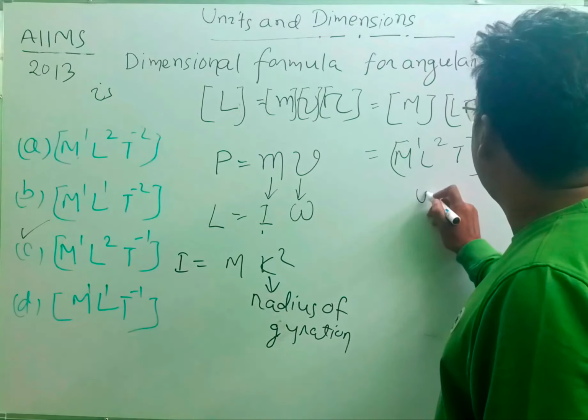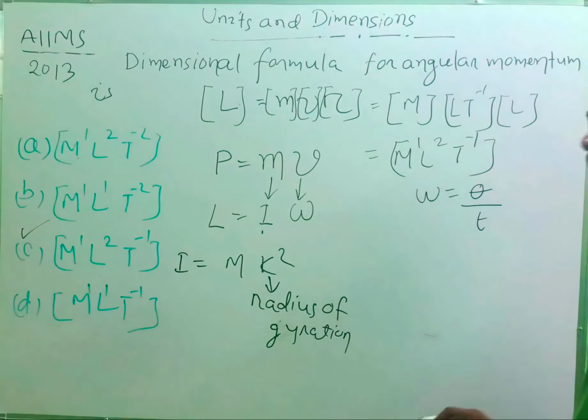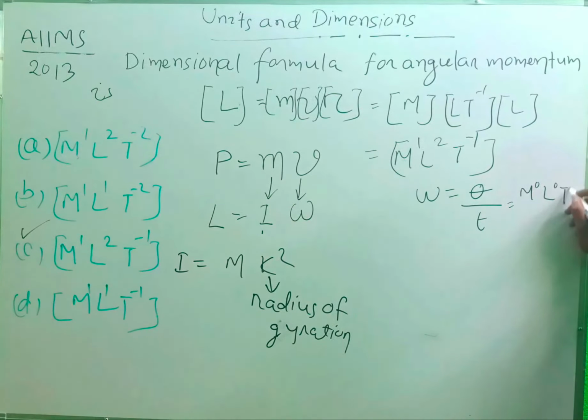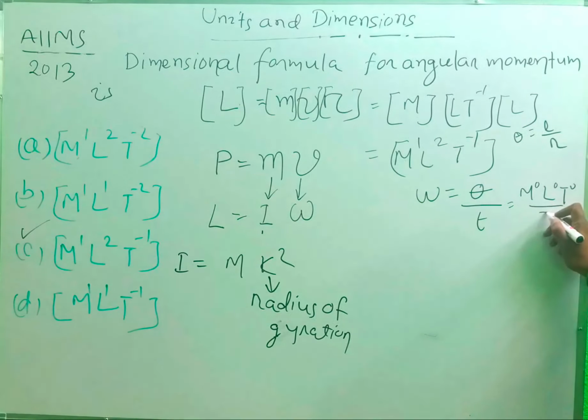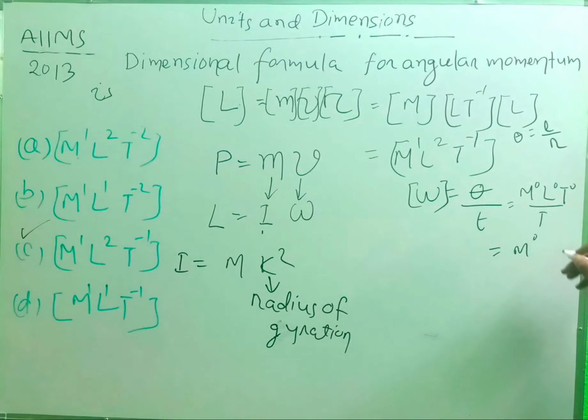And omega is equal to the angular distance traveled per unit time, or theta by t, and theta is dimensionless, student, M^0 L^0 T^0, because theta is l by r, that is the ratio of two lengths. Theta is arc by radius. So theta is dimensionless and divided by t, student, that becomes the angular speed, or angular velocity, which has dimensions M^0 L^0 T^-1.